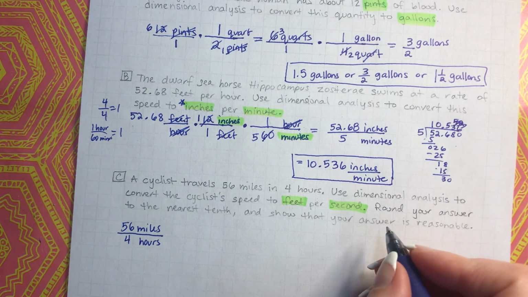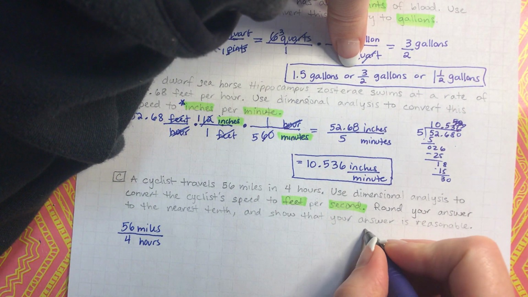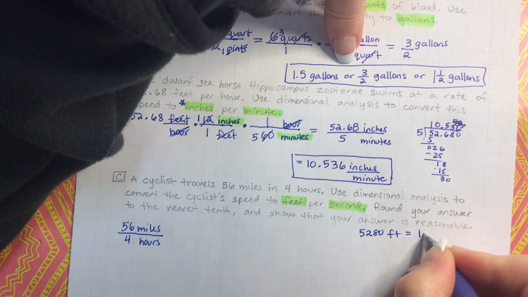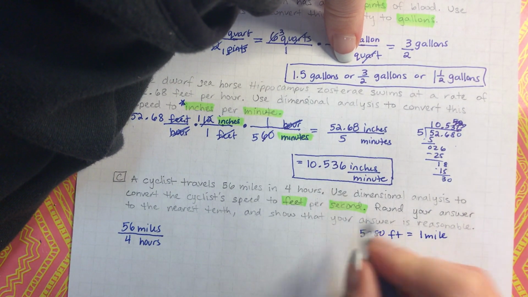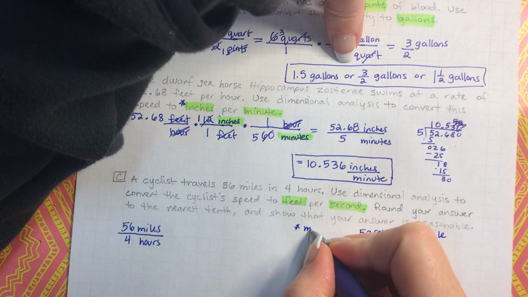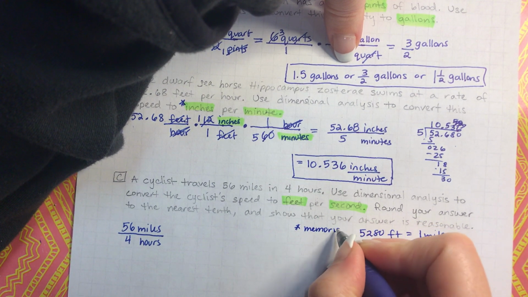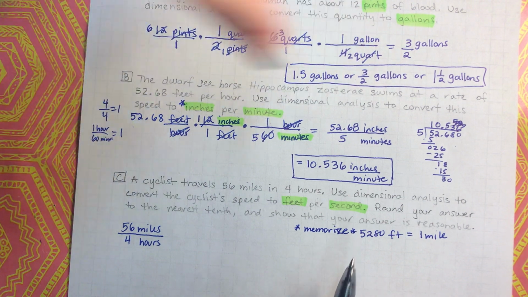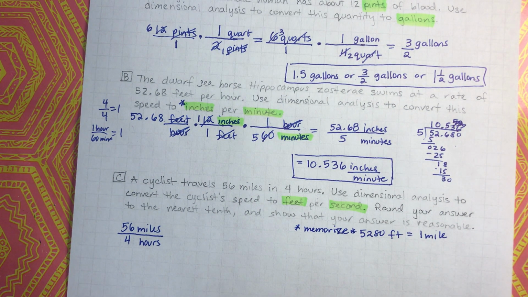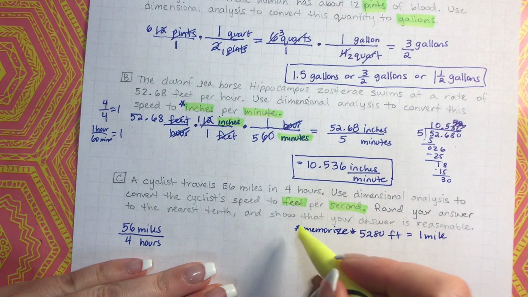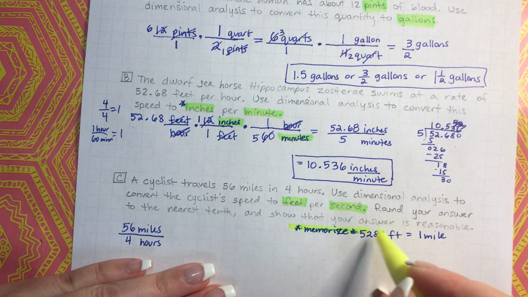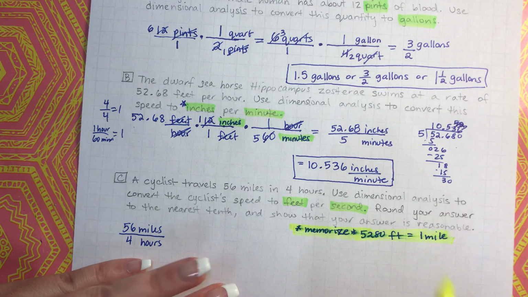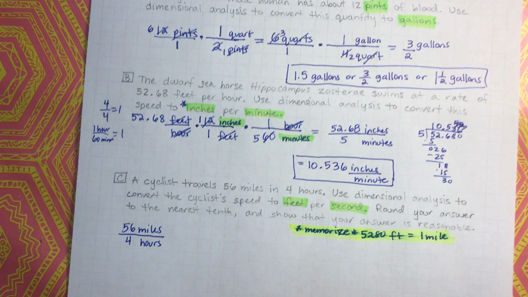you're going to need to know that there are 5,280 feet in 1 mile. And you're going to need to memorize that. Memorize that, okay? So that's going to be super important. Like when we have the tests and things, you could have a test question about this, and you're going to have to memorize it. So 5,280 feet in 1 mile.